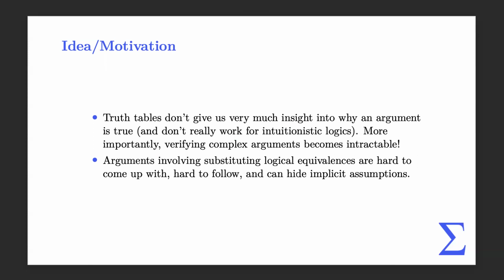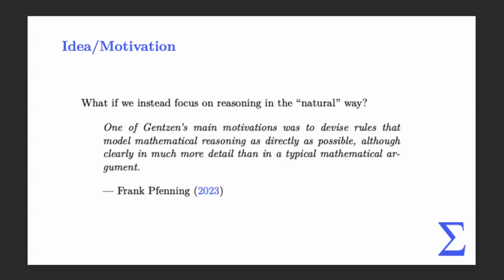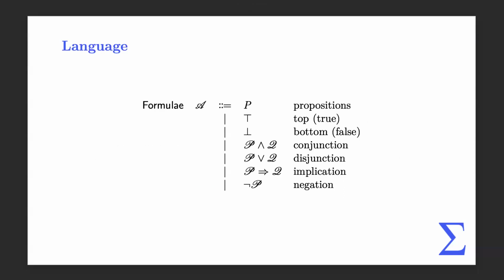So to make these more explicit, we have natural deduction systems, which typically try to focus on reasoning. Well, again, I said focus on reasoning in a natural way. Here's a quote from Frank Pfenning in his lecture notes on constructive logic. And yeah, so the main motivation is to devise rules that model mathematical reasoning as directly as possible, although clearly in much more detail than in a typical mathematical argument. So again, I'm going to remind us, this is our language for propositional logic.